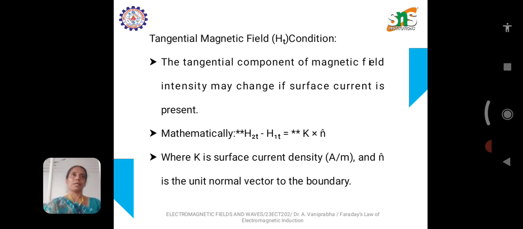Here also, unlike the tangential electric field, the tangential magnetic field is not continuous, it is discontinuous, and the difference Ht1 minus Ht2 is equal to the surface current density. Here also this may be continuous only if there is no surface current. If surface current is absent, then Ht1 is equal to Ht2. In that case, the tangential magnetic field will be continuous only if K is equal to 0, that is, the surface current density is equal to 0.